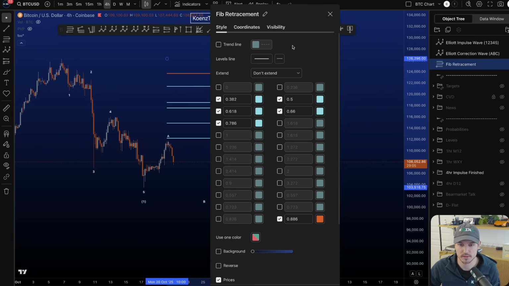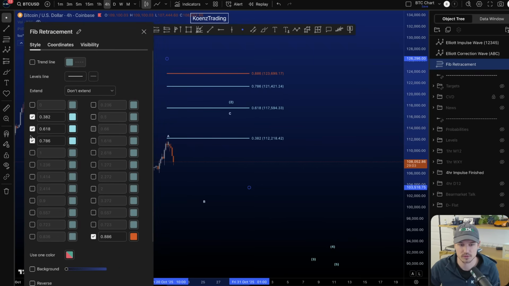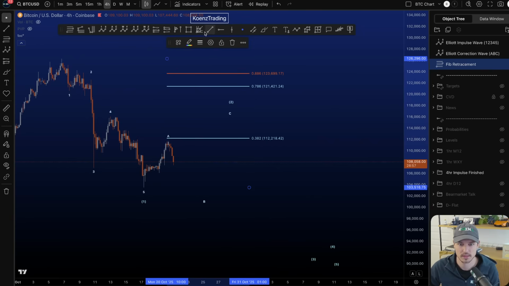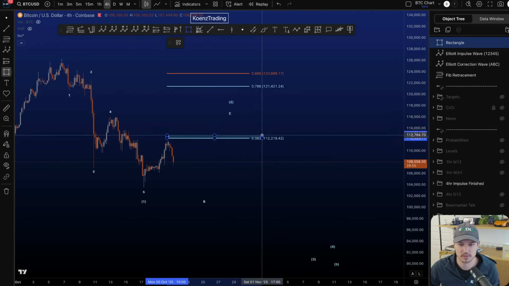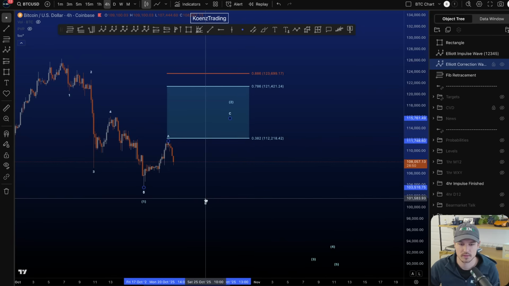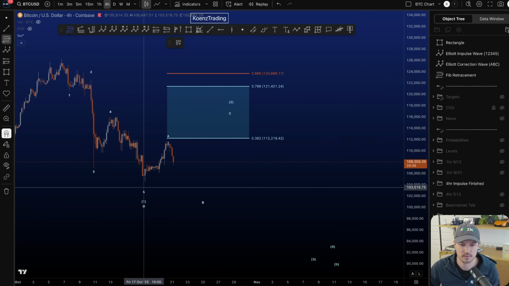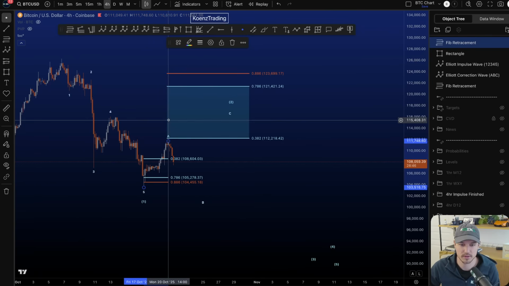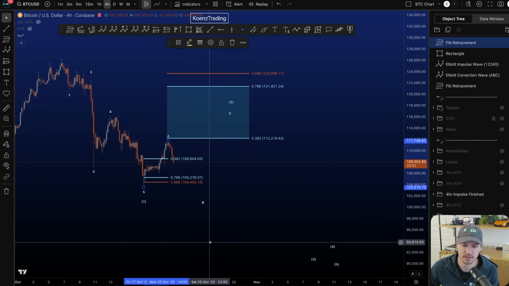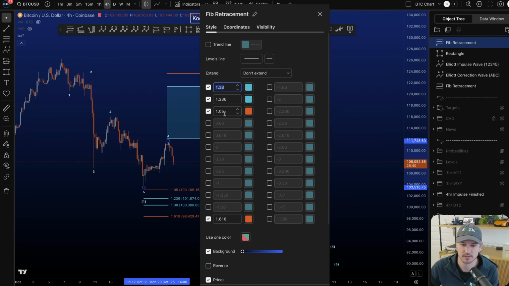Let me clean this up a little bit as well. Just remove this here. Okay, there we go. Get the box, clean it up. There we go. And then we have your wave B target area. Minimum target is, I'm actually going to change my fibs here, and this also has to do with the compendium.